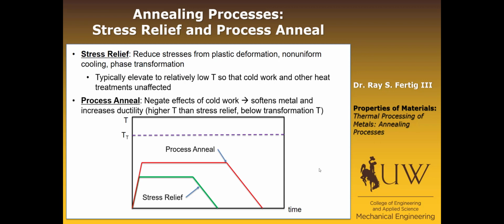So if we're plotting what a process anneal might look like on a temperature time plot, you're going to raise the temperature to some level higher than the stress relief temperature, but lower than the transformation temperature. You're going to hold for some time, and then you're going to slow cool it in air. The feature here is that even though recrystallization is allowed, that is, these high dislocation density grains can reform into low dislocation density grains, we don't allow any grain growth during this process.